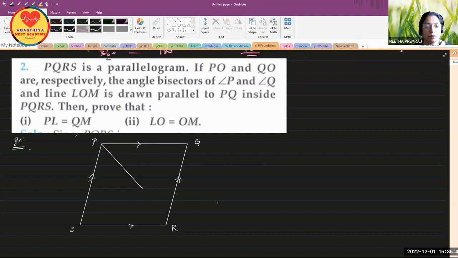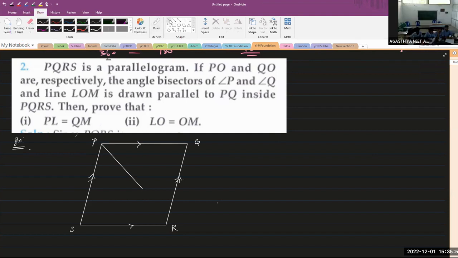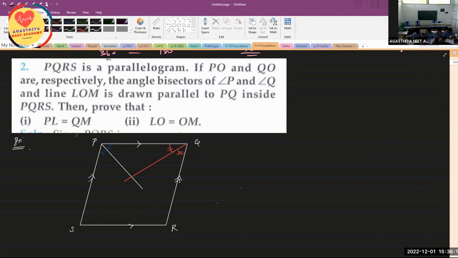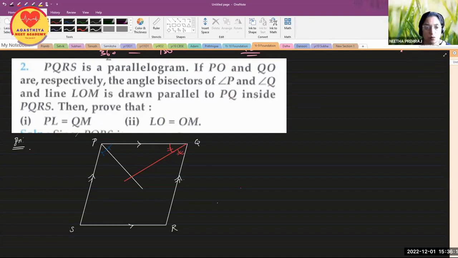So what do you mean by angular bisector? Angular bisector means it bisects the angle. It makes two equal halves. So these two angles are equal, and these two angles are equal. Okay, and this is O.